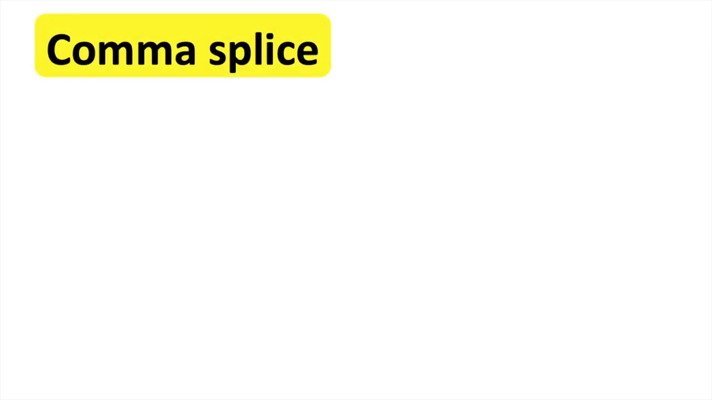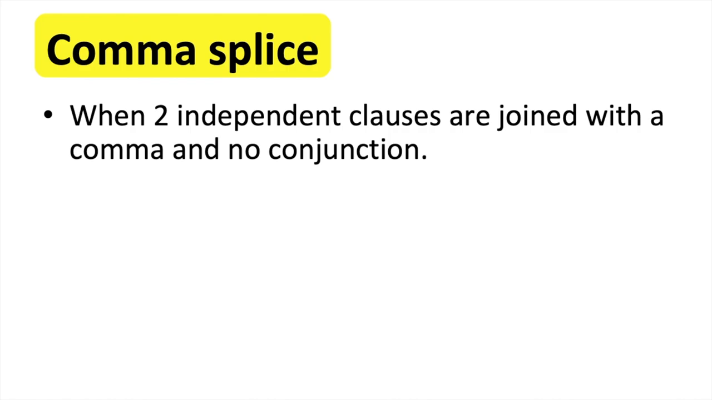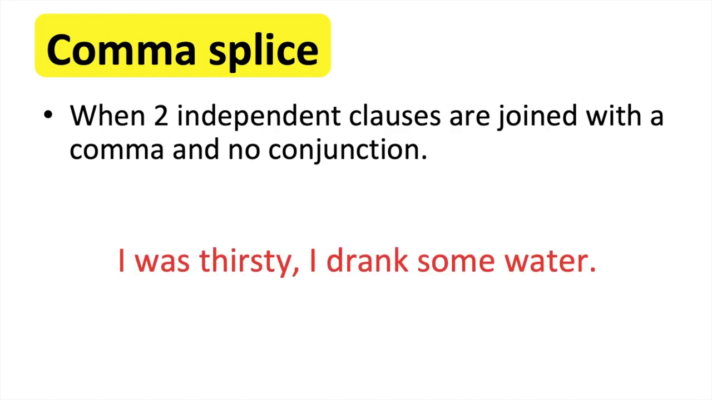Comma splice. A comma splice is when two independent clauses are joined with a comma and no conjunction. An independent clause makes sense on its own. This type of clause contains a subject and a verb. For example, "I was thirsty, I drank some water." Here we have two independent clauses. Each clause contains a subject and a verb. Therefore, it is incorrect to use a comma.